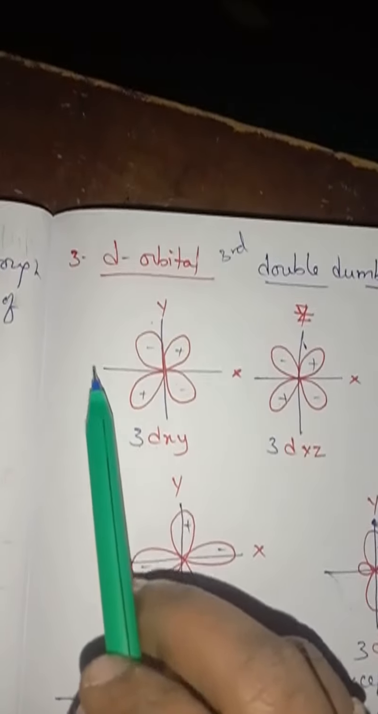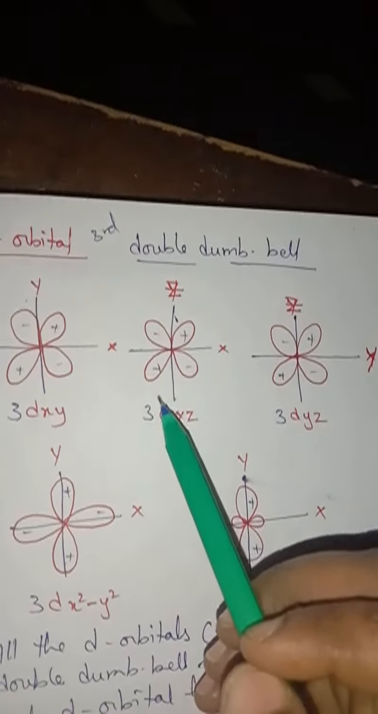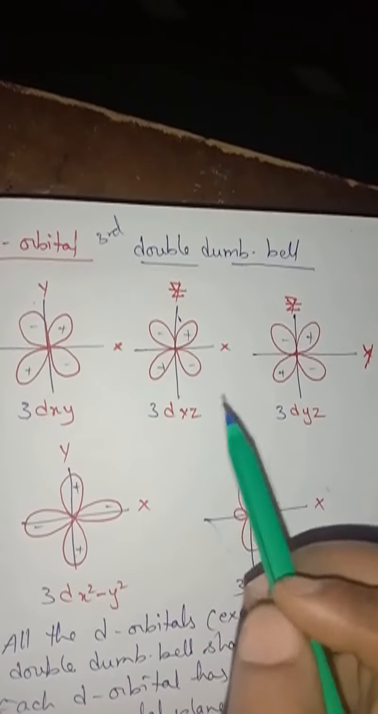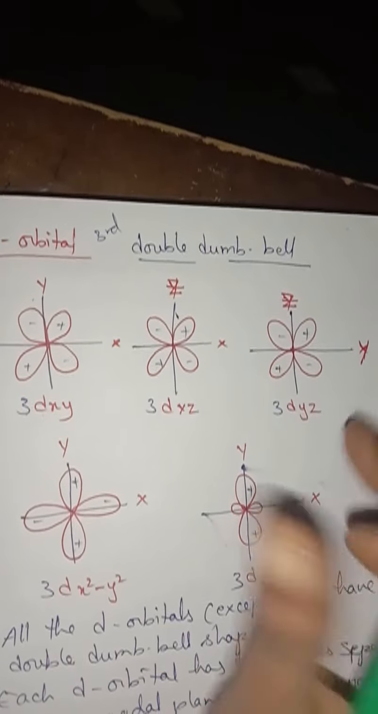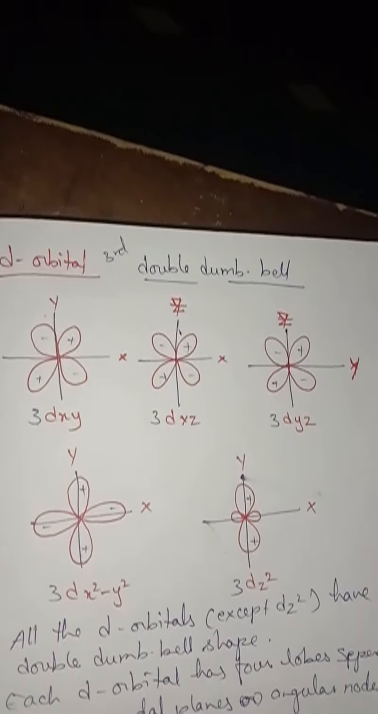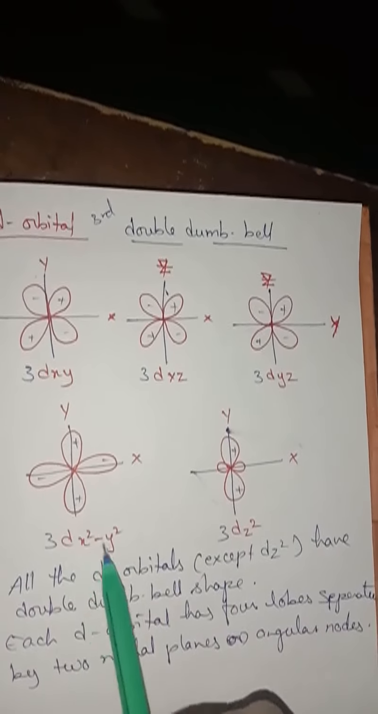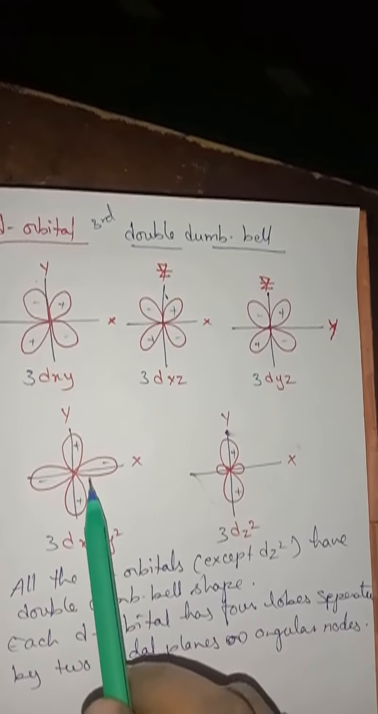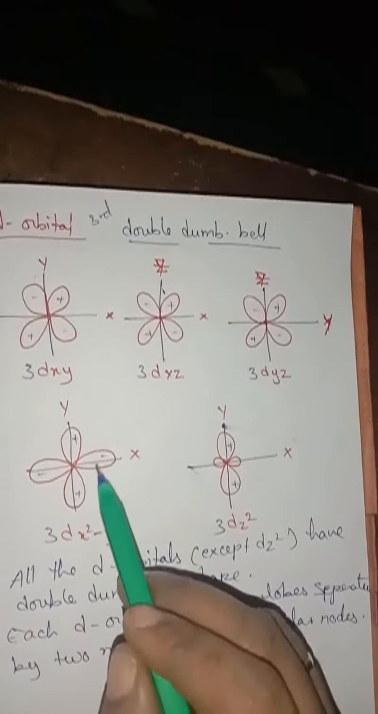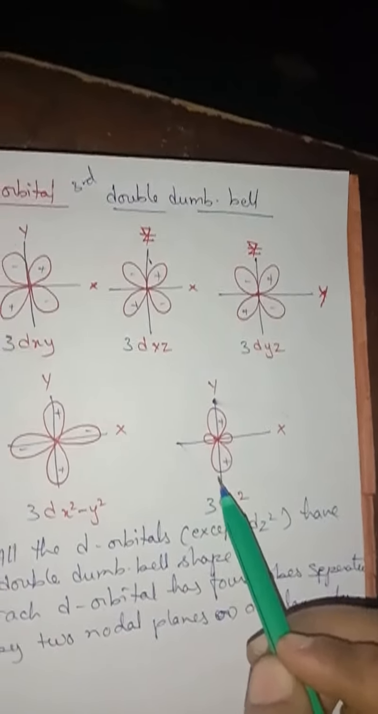The dxy orbital contains yz and zx as nodal planes, and dyz and dzx contain xy and zx, and xy and yz planes respectively as nodal planes. The dx²-y² orbital contains two nodal planes perpendicular to each other, which make an angle of 45 degrees with respect to the x and y axes. The dz² orbital does not contain any nodal planes.